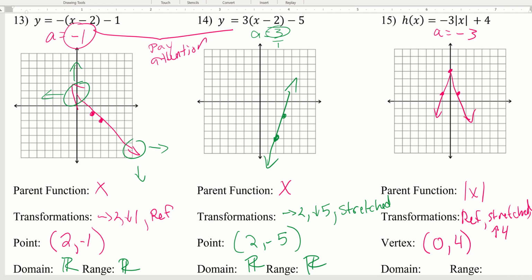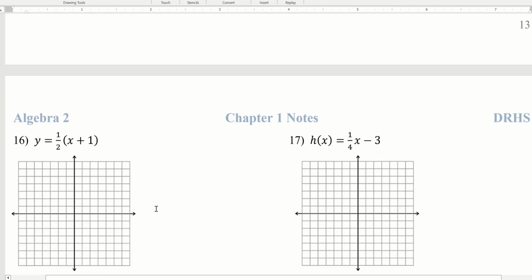Good. Now your domain goes left and right, so it's all reals. Now range, this one's a little bit different. We just talked about it. You know that it's going to be related to the y of your vertex. But now the tricky part is now that it's going down, so it's going less than 4. So it goes from here and down. So it's 4 and less. So it's going less than 4. Cool.